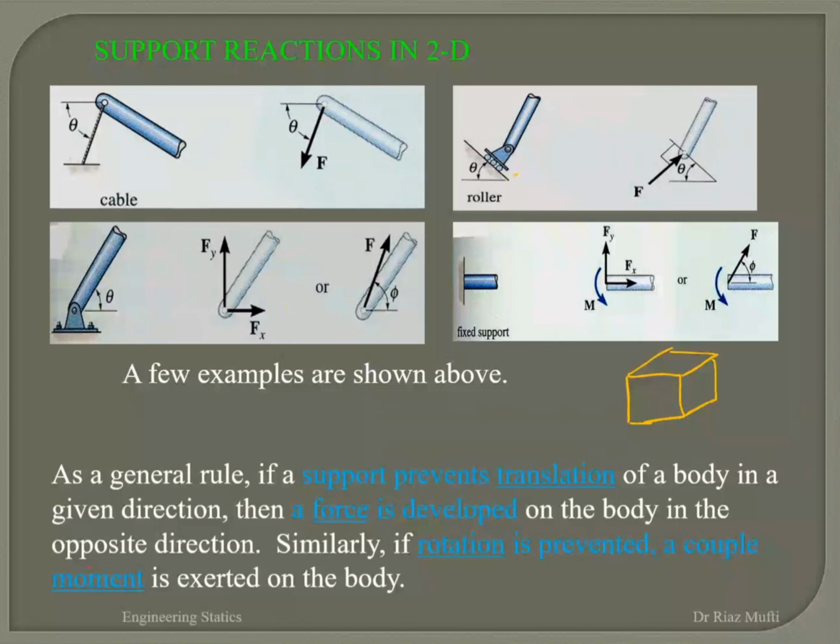If I push it here, it will start moving in this direction. If I push it from here, it will start moving in this direction. If I rotate it here in this direction, it will start spinning in this direction. So in whatever way I want to move the box, it moves in that direction. So there's no reaction, no support reaction force. It means it is not supported.